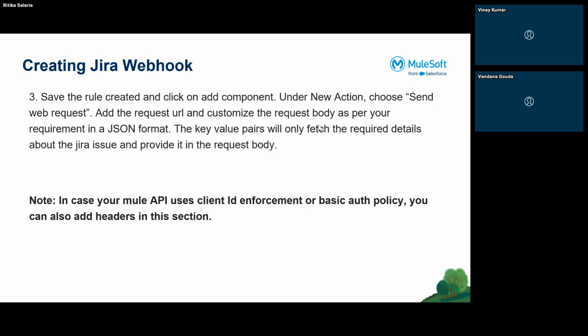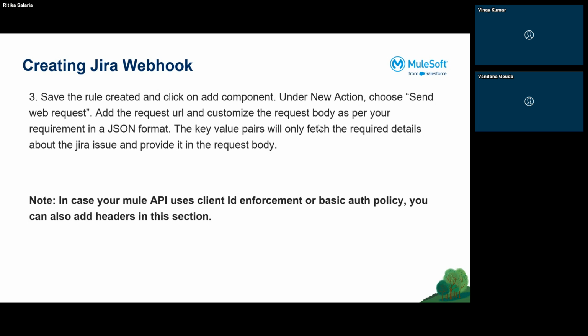So for now, we'll be using the send web request, and for that, we'll require a request URL, the CloudHub request URL. Let's make sure it's a CloudHub request URL. I've seen people trying the localhost URLs, it won't work. Jira does not work if you're trying to integrate with your localhost. You need to have your application deployed in CloudHub for it to work.